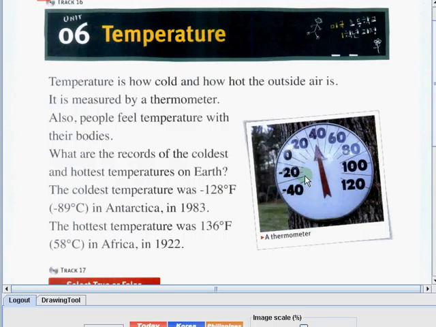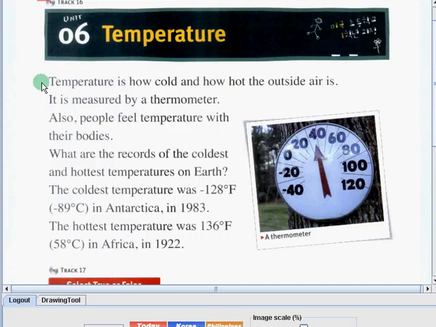Now, let's read the passage and let's find out more about temperature. I will read this first in a slow-paced mode. Then, please join me in reading the passage again in a fast-paced mode. Let's start.